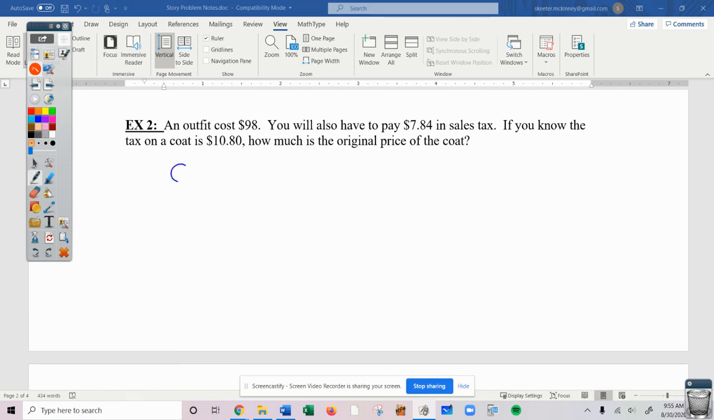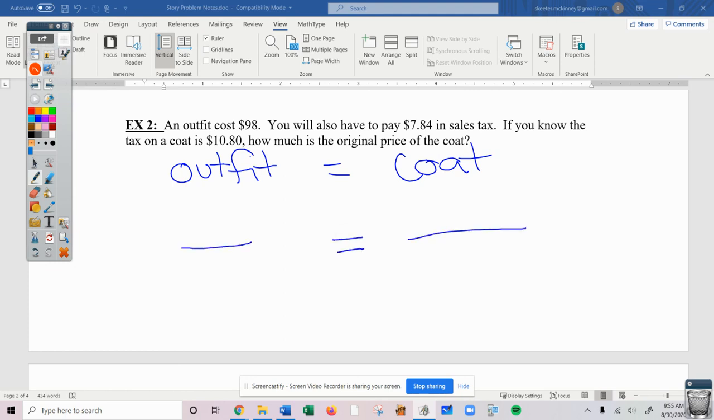Well, what we have here is a comparison. We have an outfit and we have a coat. But this problem is talking about sales tax. So if we remember, sales tax is a percent that we pay on an item. And whenever we're talking about a percent, it's something out of 100, right? A percent is a fraction over 100, a number over 100. So we're really talking about division here, fractions on each side.